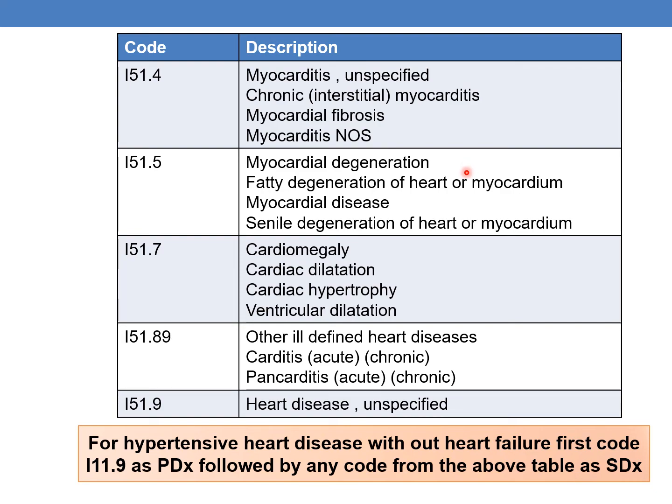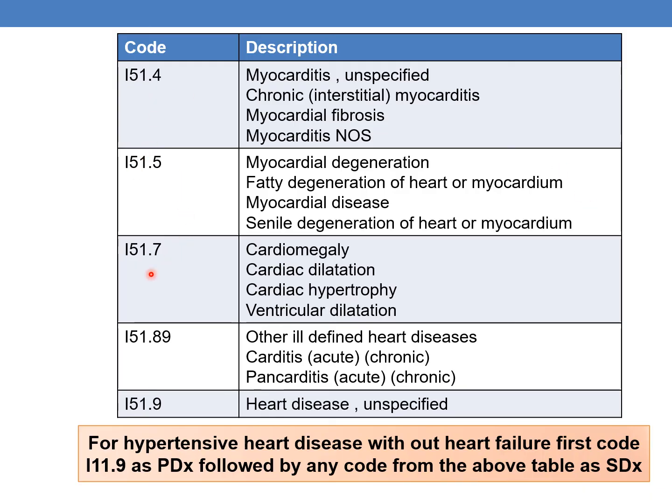So you can code I51.5 for myocardial degeneration, fatty degeneration of heart or myocardium. For myocardial disease, if the physician documents myocardial disease, then also you can use the code I51.5. And if the physician documents senile degeneration of heart or myocardium, whenever any of these terms is specified in the document, you can use I51.5.